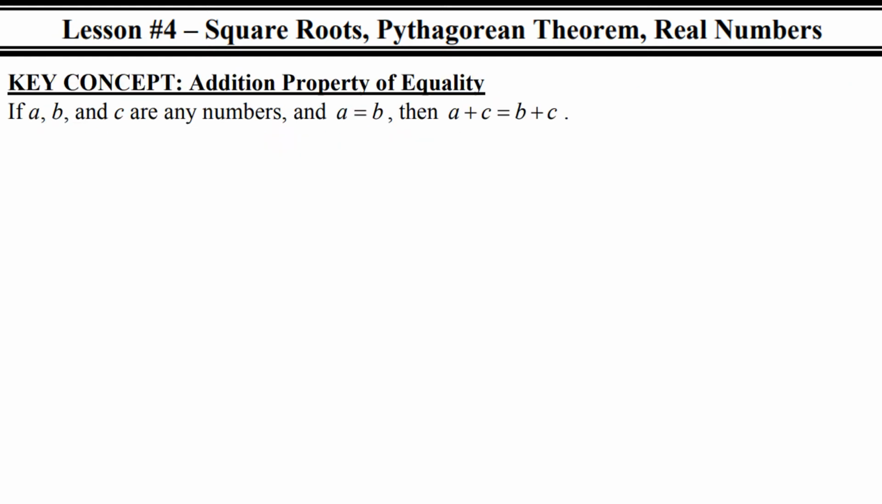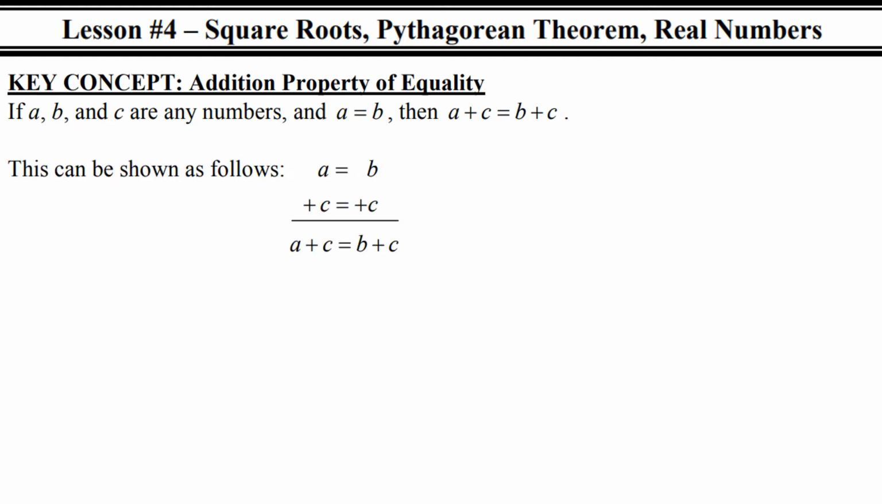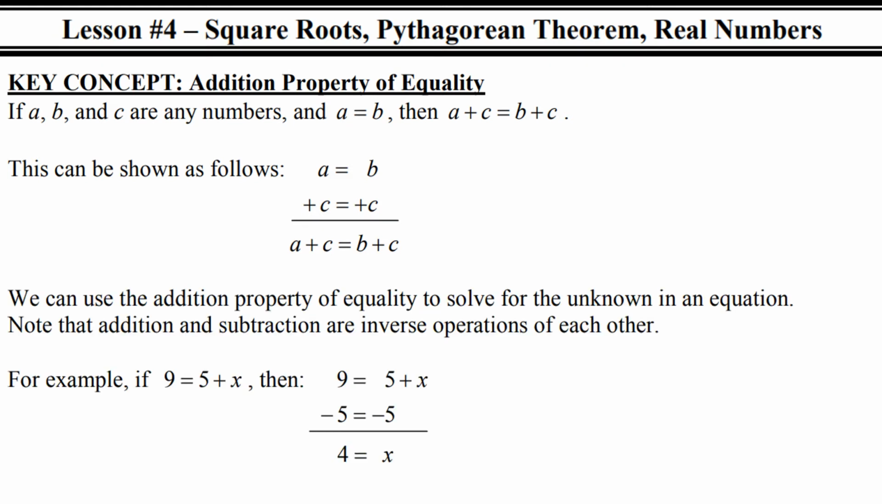Next, we're going to look at the addition property of equality. Essentially, it says if two quantities are equal, if A equals B, then if we add an equal quantity to both sides, then A plus C equals B plus C. We can show this vertically by showing A equals B and then adding C to both sides, which gives us A plus C equals B plus C. We can use this property to help us solve for the unknown in an equation.